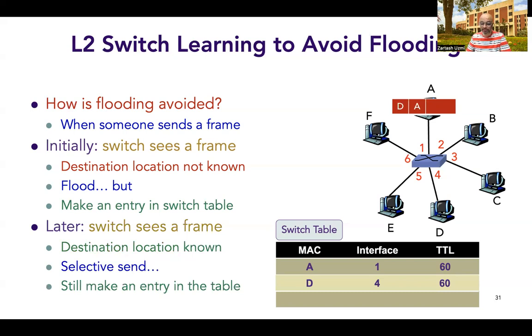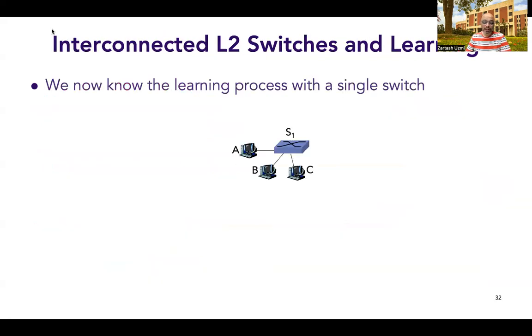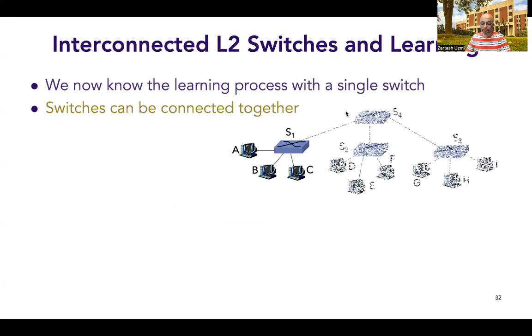You will still make an entry into the table because the source of this frame was D. Now the switch also knows that D is accessible through interface number 4, and this entry will go into the switch table as well. Okay. Now you can also have interconnected layer 2 switches, and learning can happen with interconnected switches. So we know the learning process on a single switch.